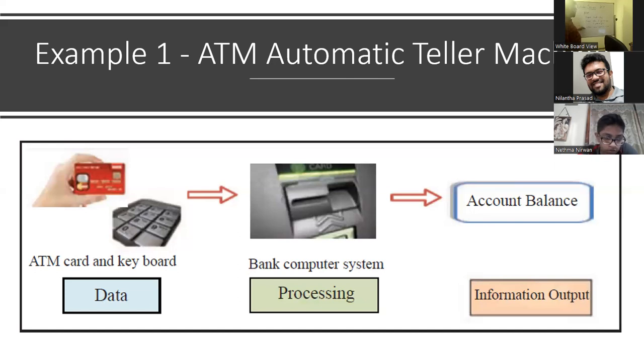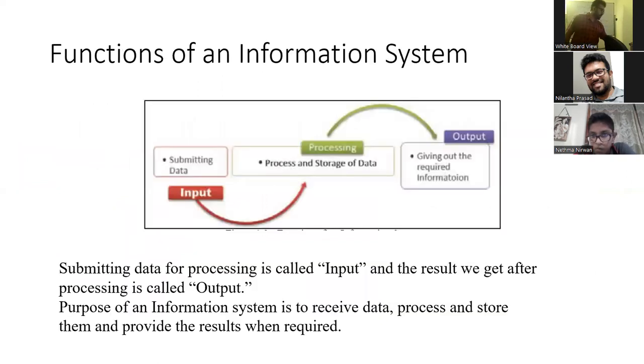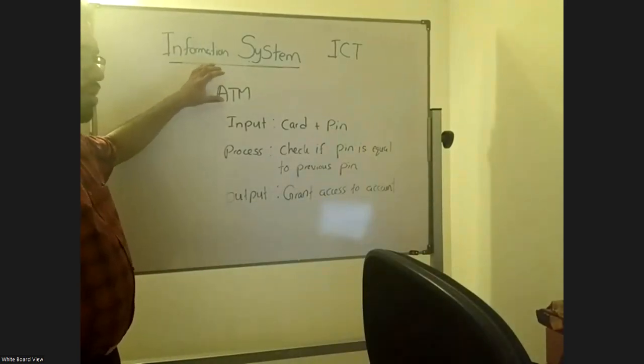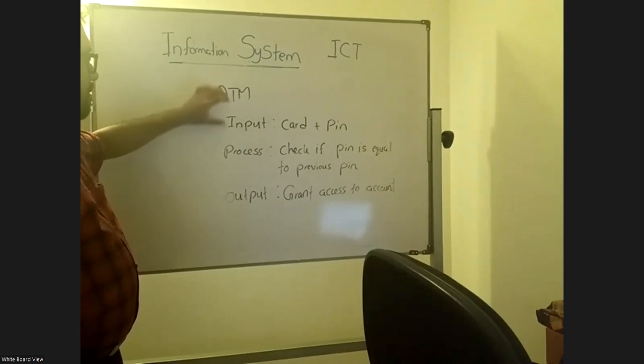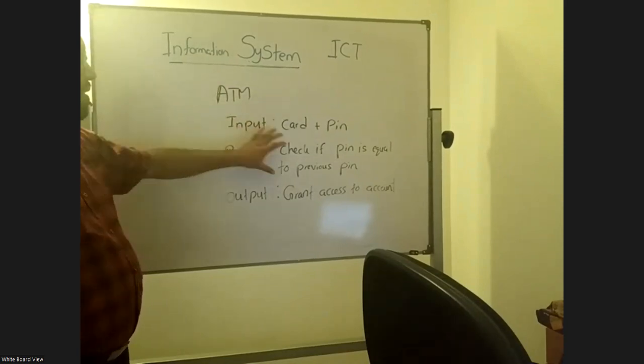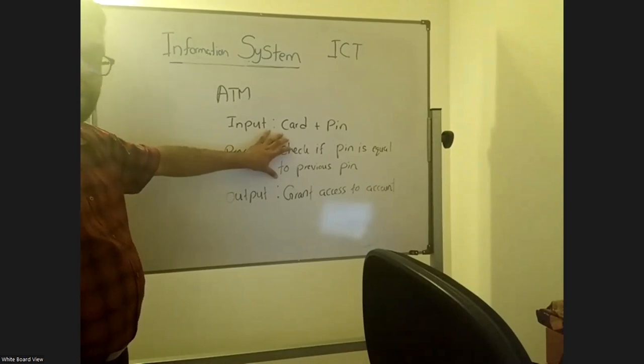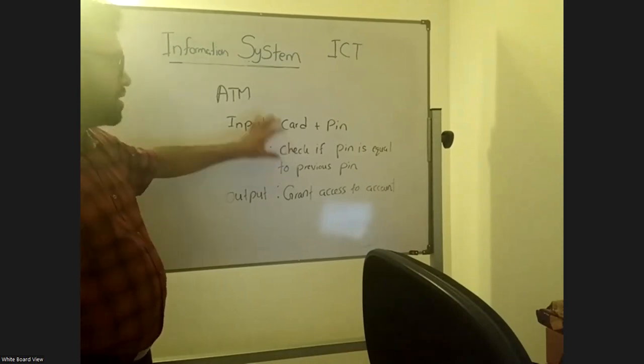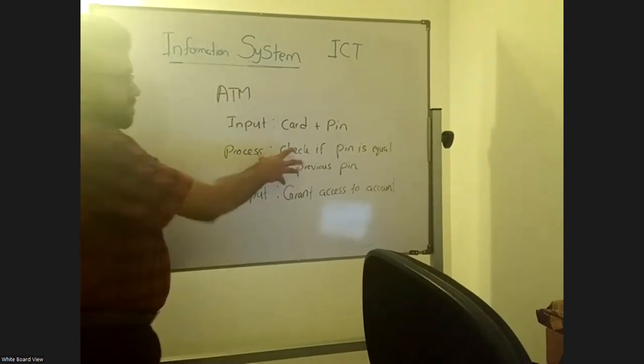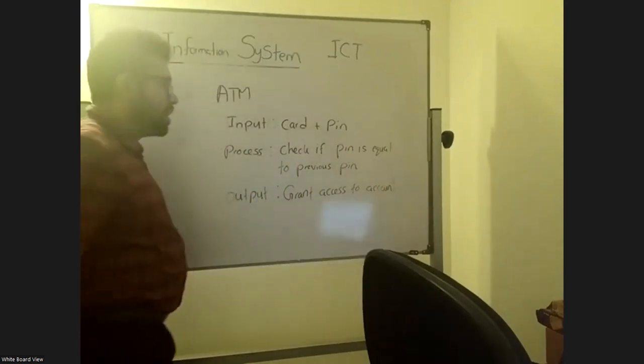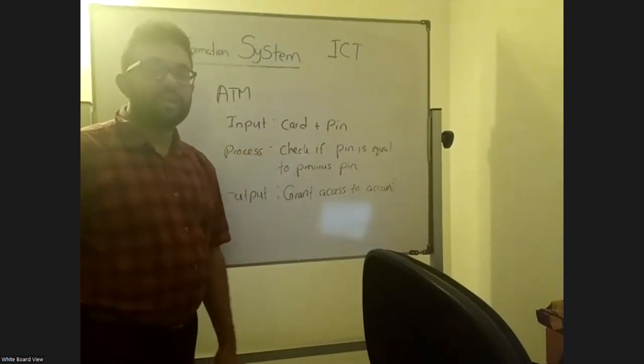So input, process, output. And I will show you. This is again on the slide: input, processing, output. Okay, so you can see now how it happens in the information system called automated teller machine. So the input is a card plus PIN. Process is checking the PIN number is equal to the previous PIN number that has been entered by us to the bank when we are activating the card. And then output is, if the PIN number is correct, it is going to grant access to the account. If not, it will block you once you enter the PIN 3 times.